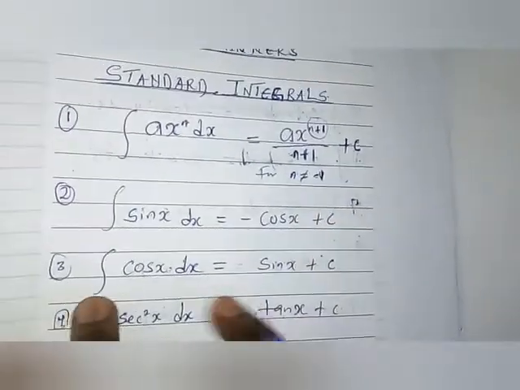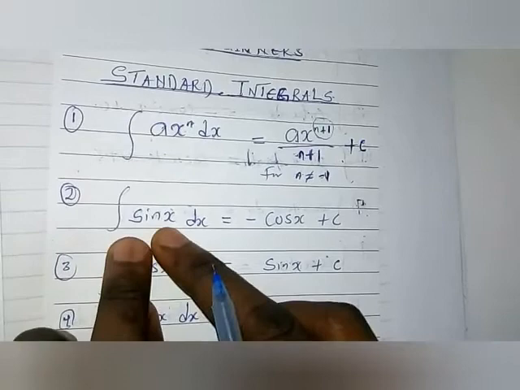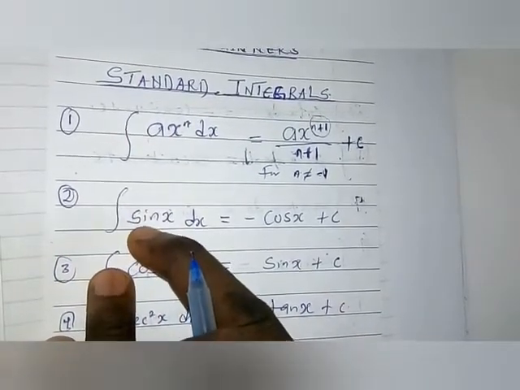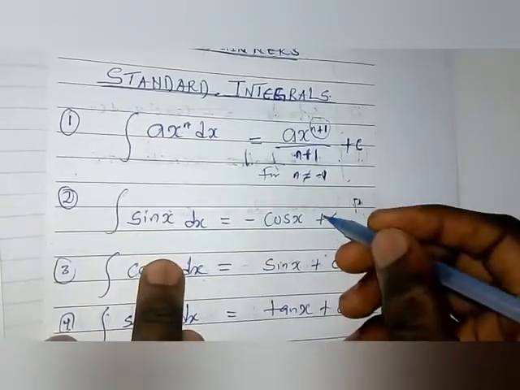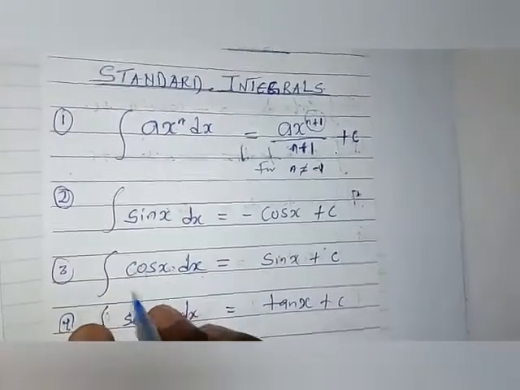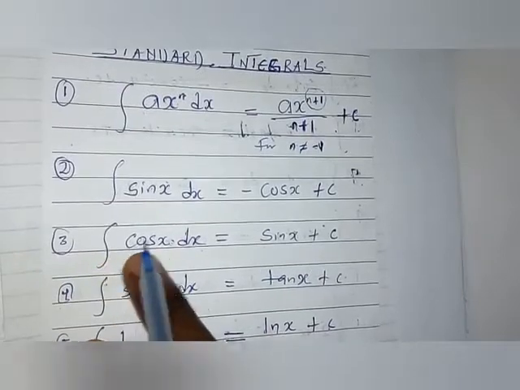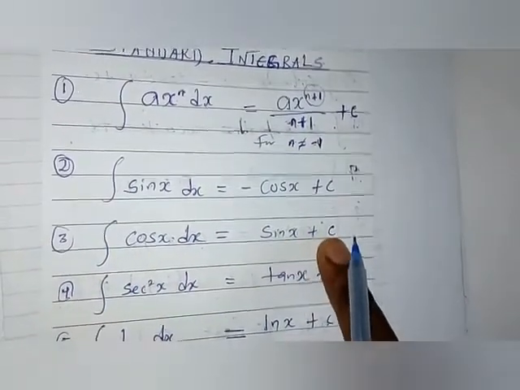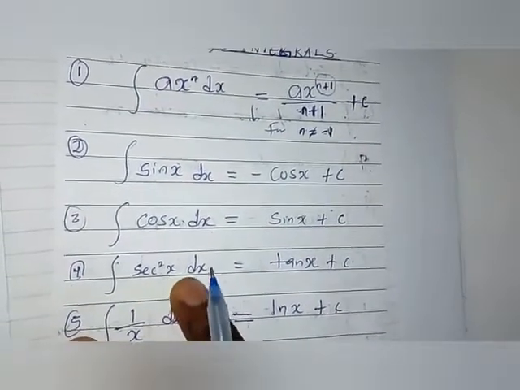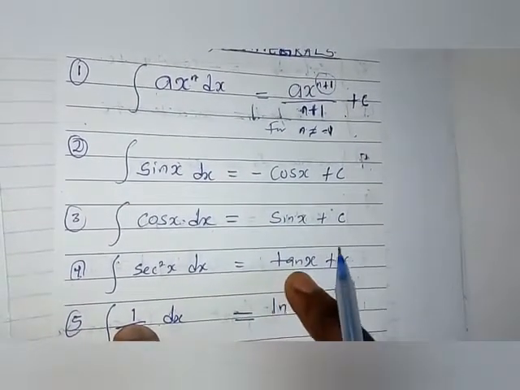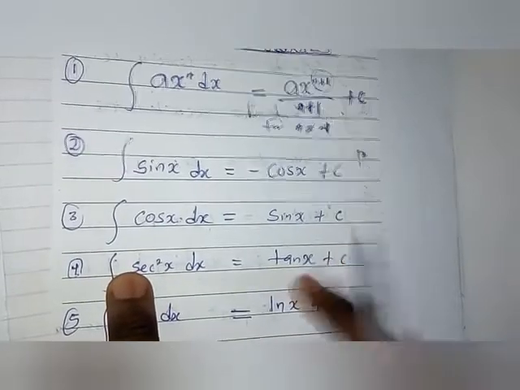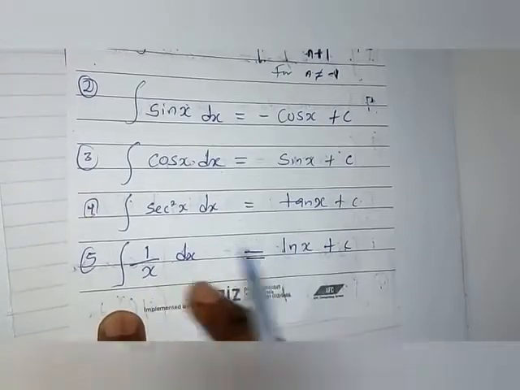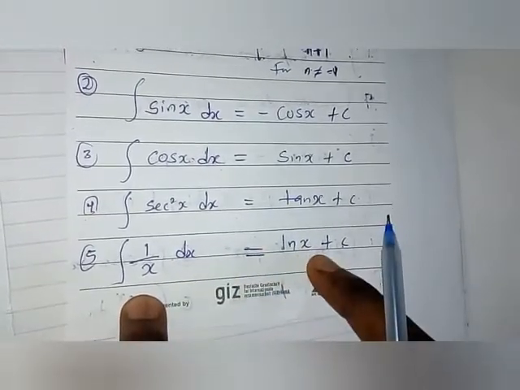So these are some standard integrals. Again, this is for trigonometric functions. The integral of sine x is minus cos x plus a constant. The integral of cos x dx is sine x plus c. The integral of sec square x dx is tan x plus c. And if you have 1 over x, it will be ln x.